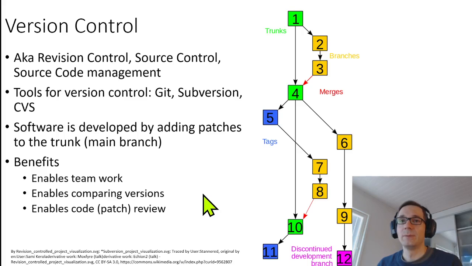And if you have just been programming by yourself on your own computer, the benefits of this might not be very obvious. One of the benefits is that this enables teamwork. So you can have different people develop the source code, and then you merge their changes back to the trunk, and you review the source code before you do that. You can also compare between different versions. You can go back in time.